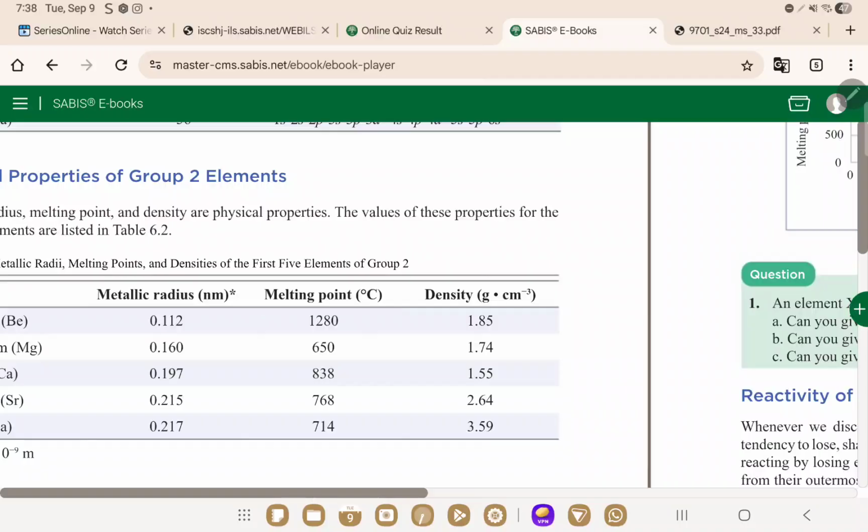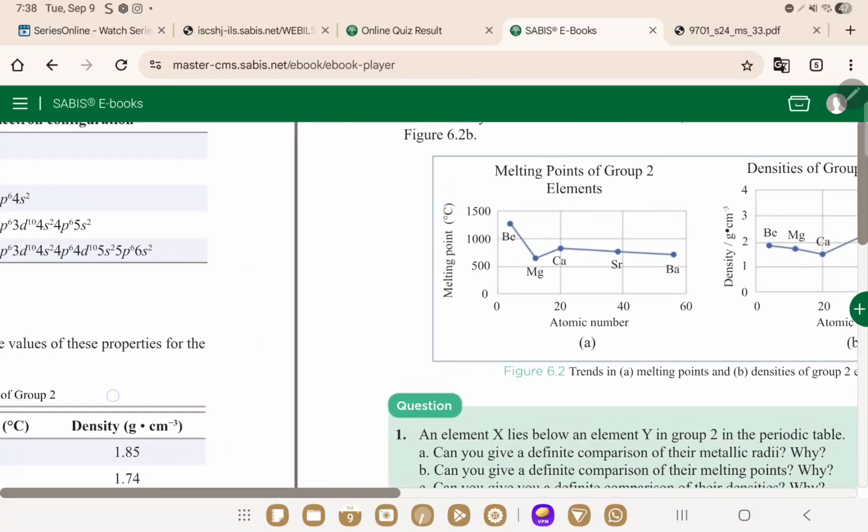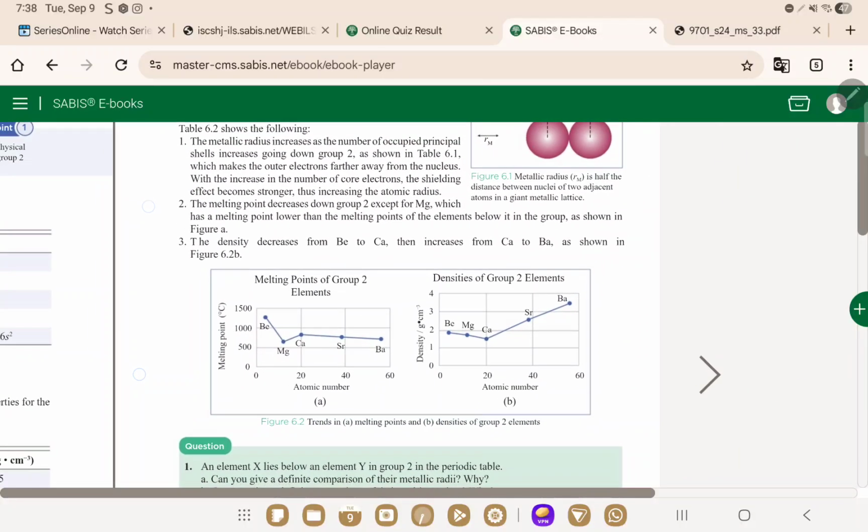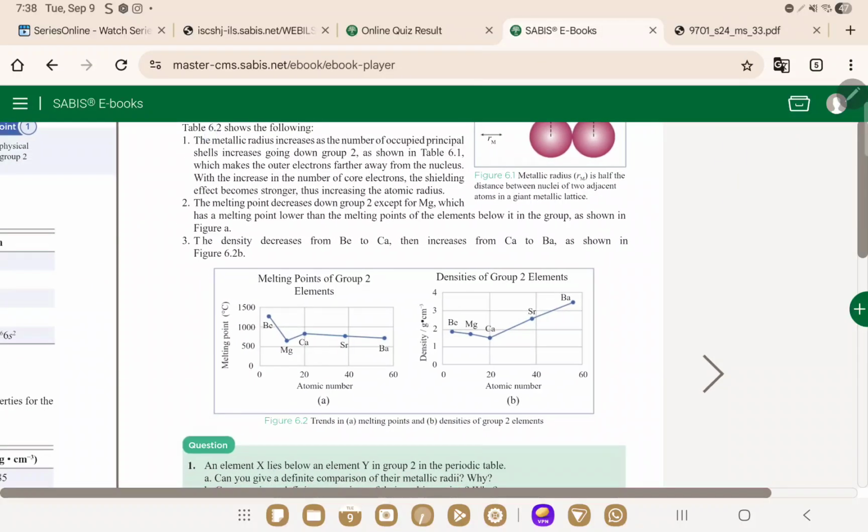Here in the melting points, it decreases, then increases, then goes back to decreasing. So when you're drawing it, there's a little, like this. So they say that the melting point, when you go down group 2, except for Mg, is decreasing. So you need to memorize that from Be to Mg it decreases, from Mg to Ca it increases, and then the rest it decreases.